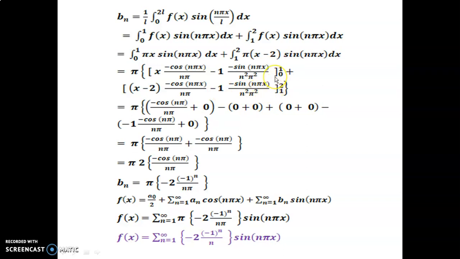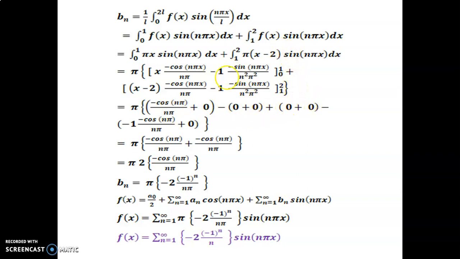Now substitute the limits according to the given. First substitute x equal to 1. So minus cos n pi divided by n pi. Second term sin present, so sin n pi is 0. Minus, now x equal to 0. So 0 into this term is 0, though cos 0 is 1. Plus sin 0 is 0. So these are the 4 terms for the first range.